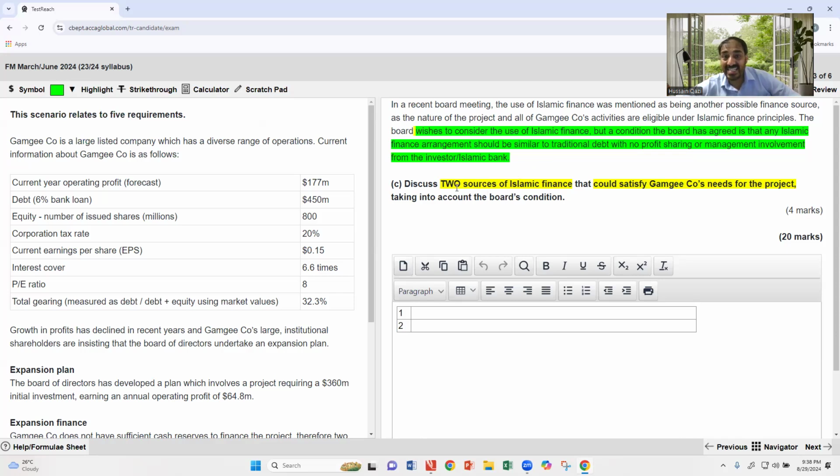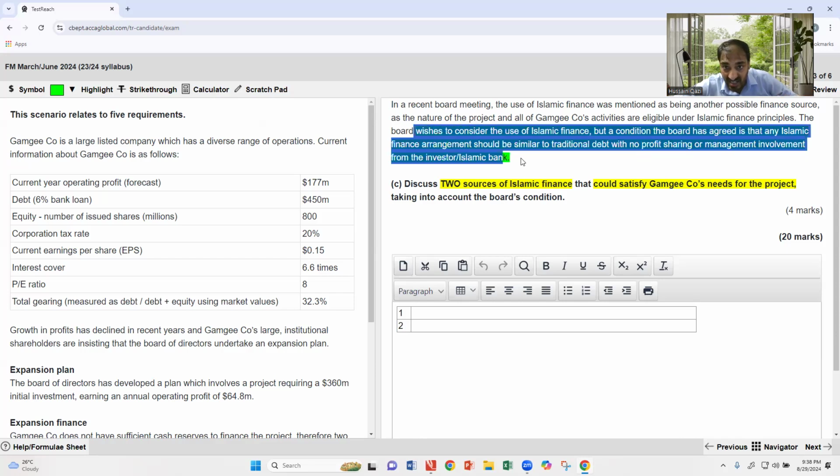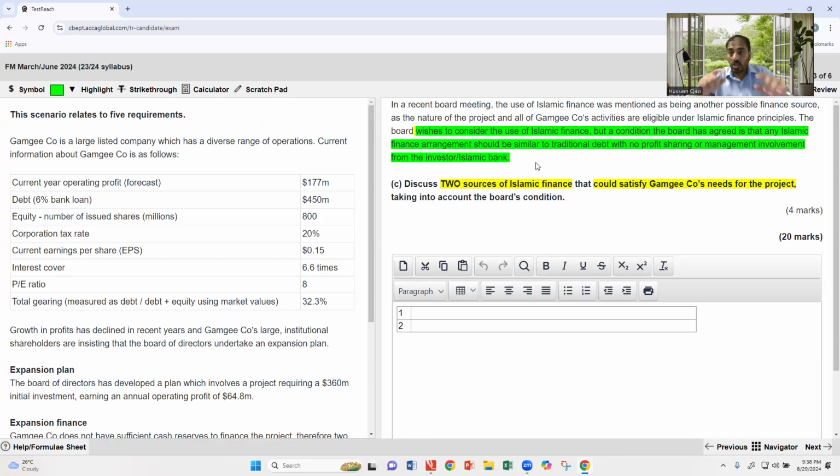And here, 4 marks discuss two sources of Islamic finance that could satisfy the company's need for the project, taking into account the board condition. What board condition? These are the board conditions. If we just recommend two sources of finance but contradict the condition attached by the board, our answer becomes wrong.